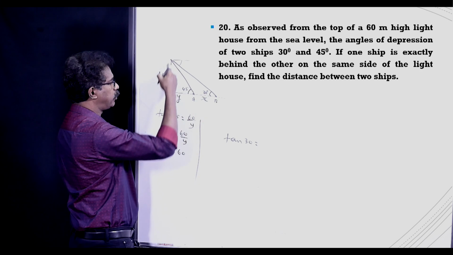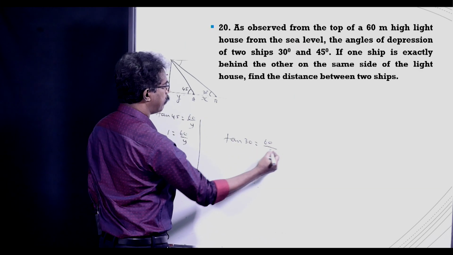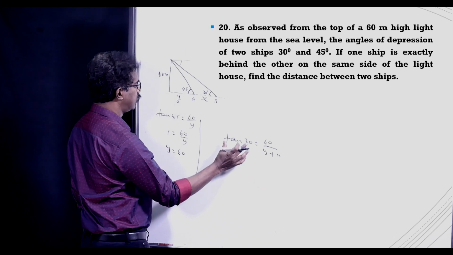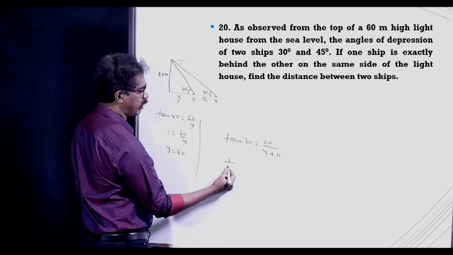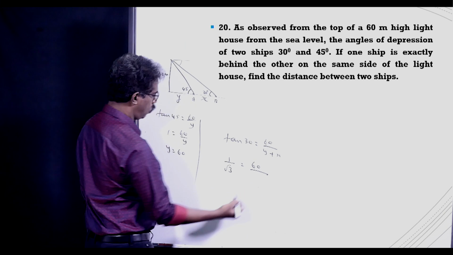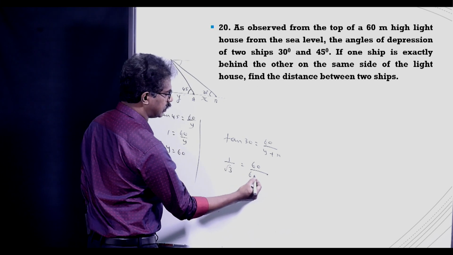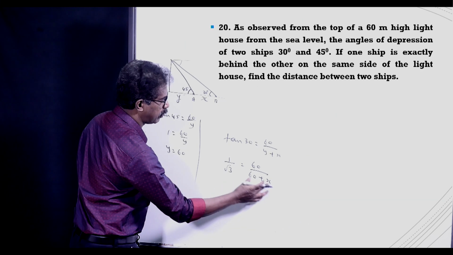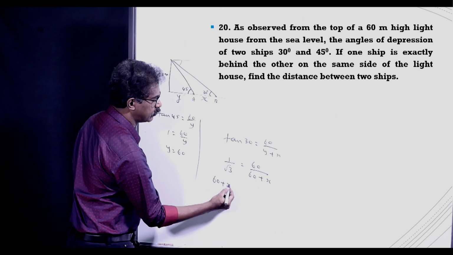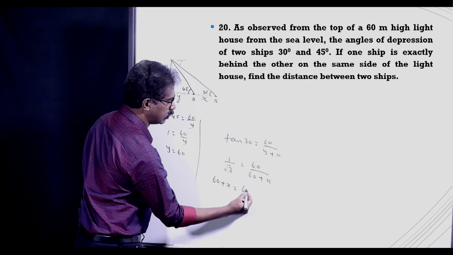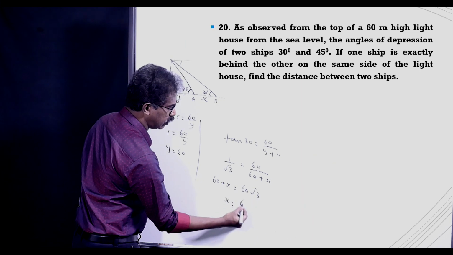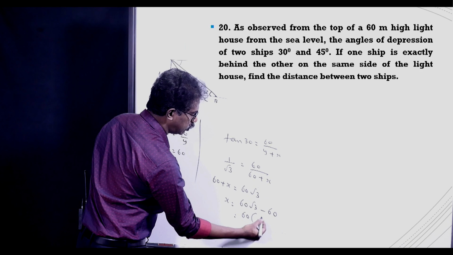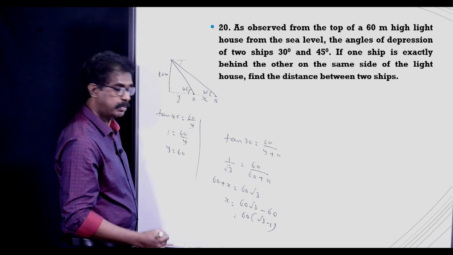Tan 30 is equal to opposite side 60 by adjacent side Y plus X. The tan 30 value is 1 by root 3. So 1 by root 3 equals 60 by Y plus X, where Y is 60, so 60 plus X. From here you can find the value of X. You cross multiply, what do you get? 60 plus X equals 60 root 3. So X is equal to 60 root 3 minus 60. 60 can be taken out, root 3 minus 1, and it can be simplified again, right?